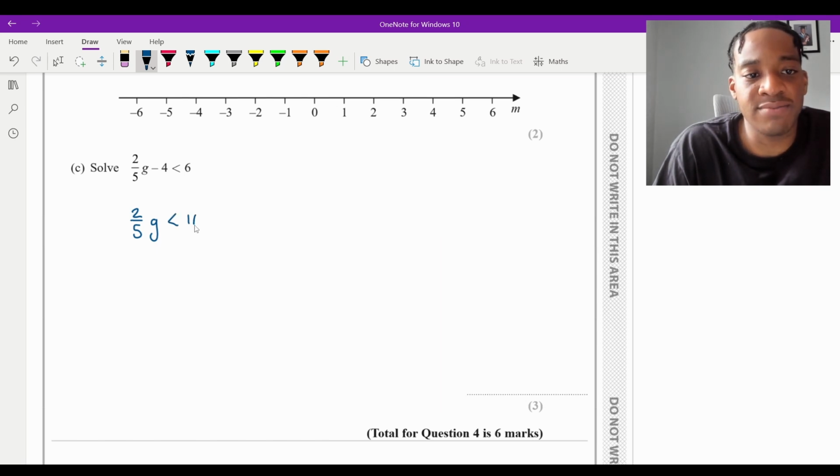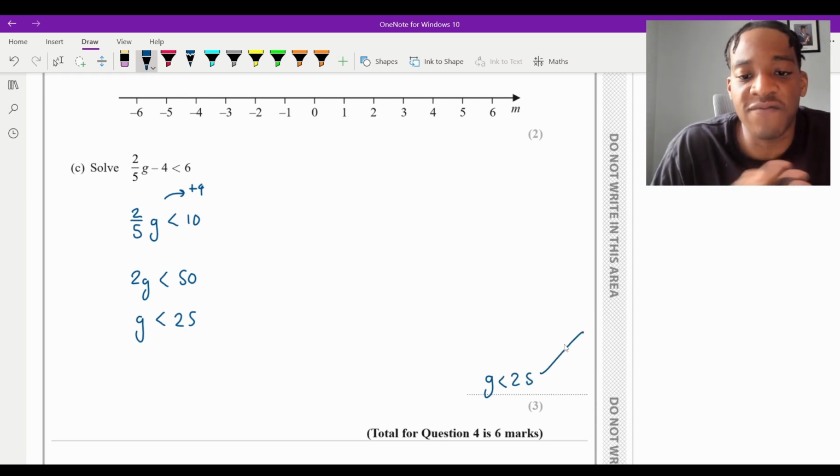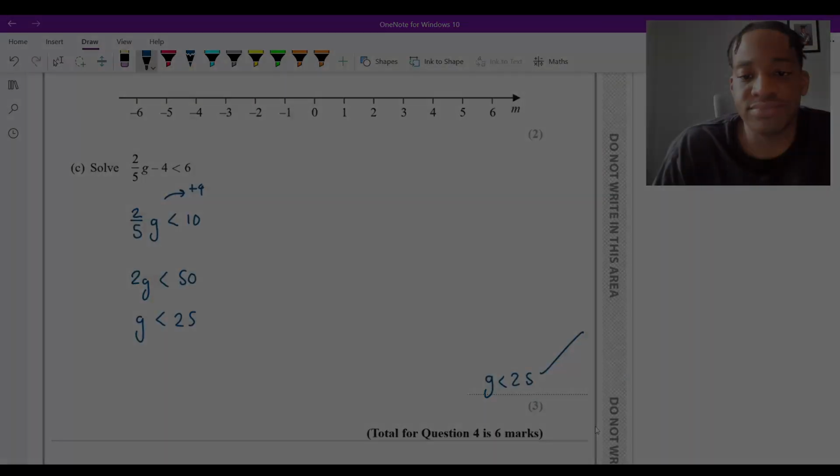So it'll be 10. If I add 4 to both sides, I'll just say add 4, like that. And then I'm going to times by the 5 to get rid of the 5 there. So it's going to be 2g is less than 50. And then now I'm going to divide by 2 to give me g is less than 25. So therefore, g is just less than 25. And that's the answer. And that will give you the full 6 marks for question 4.